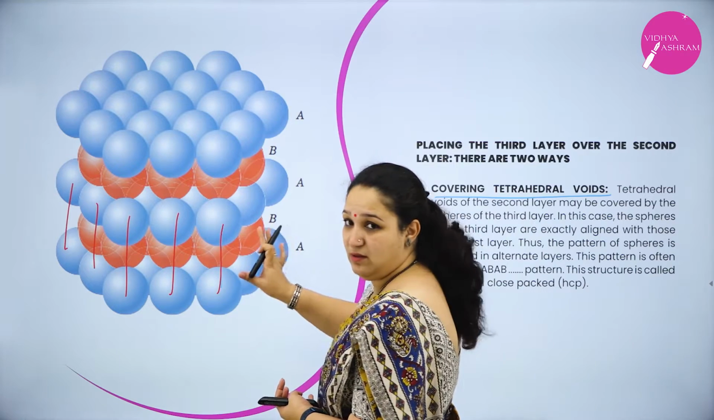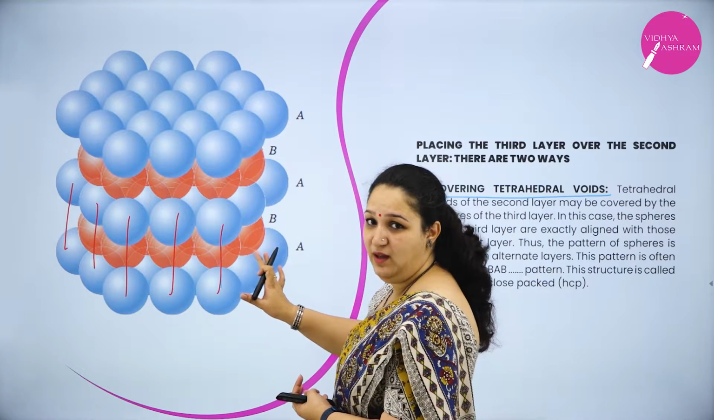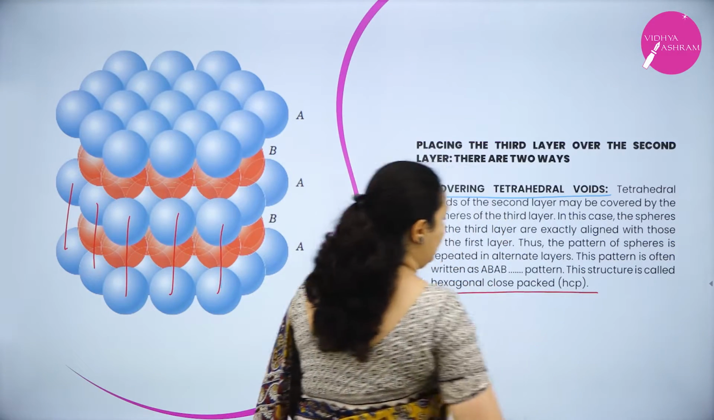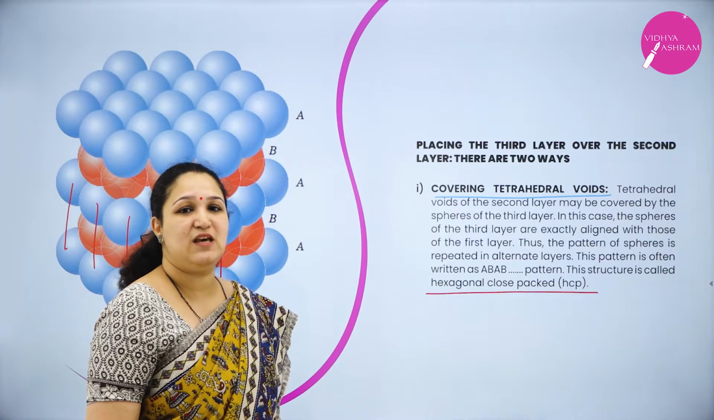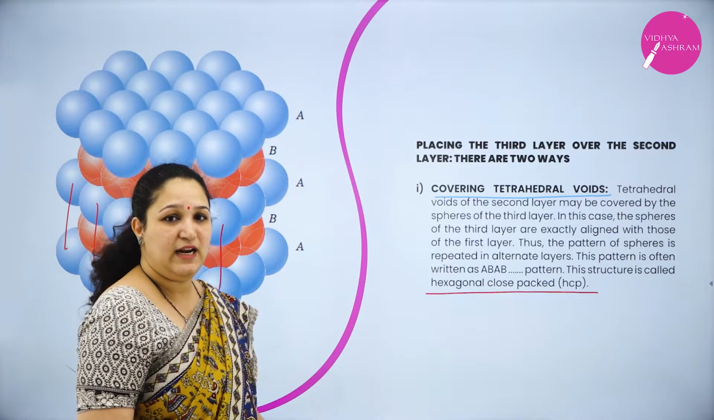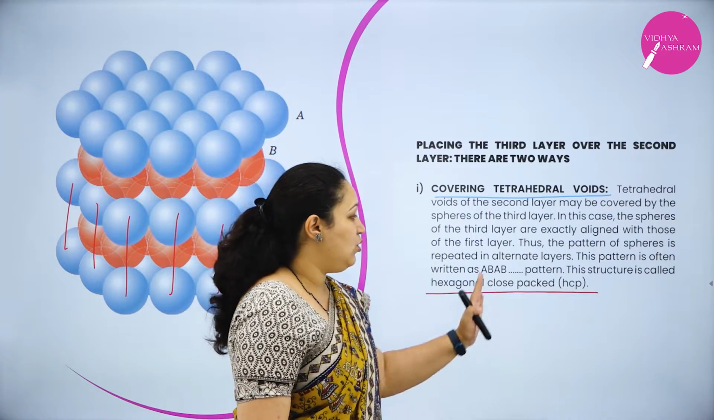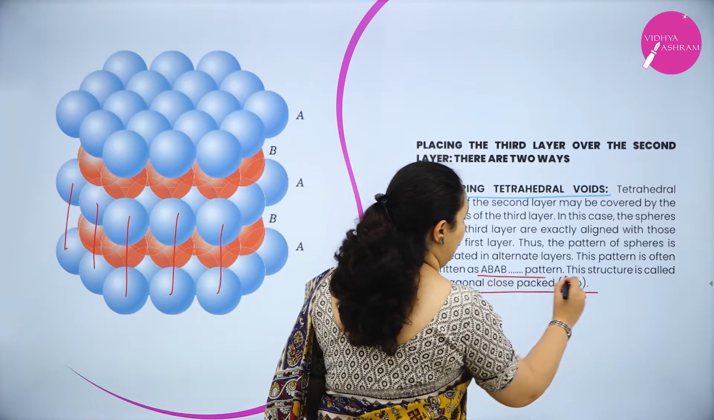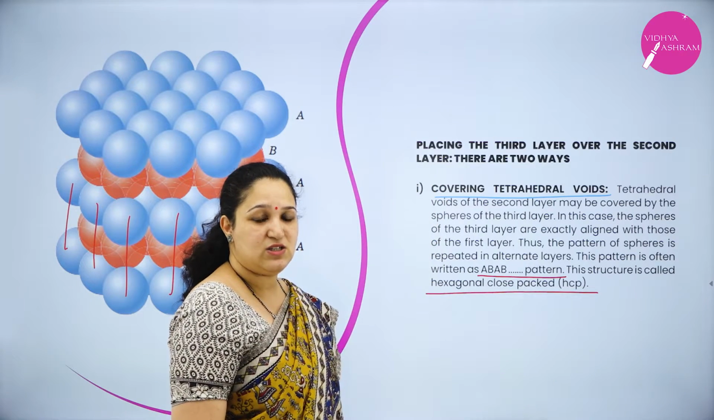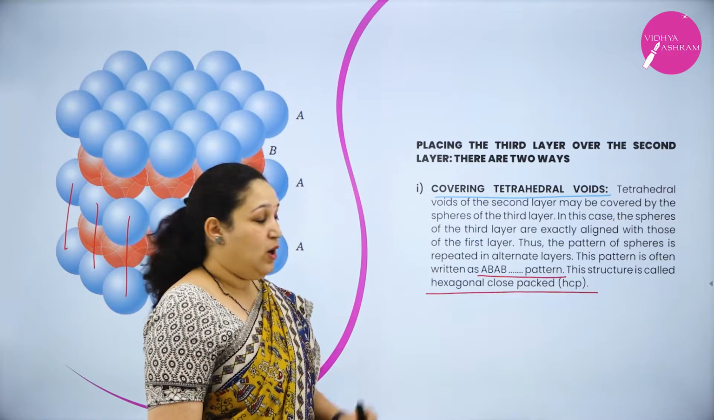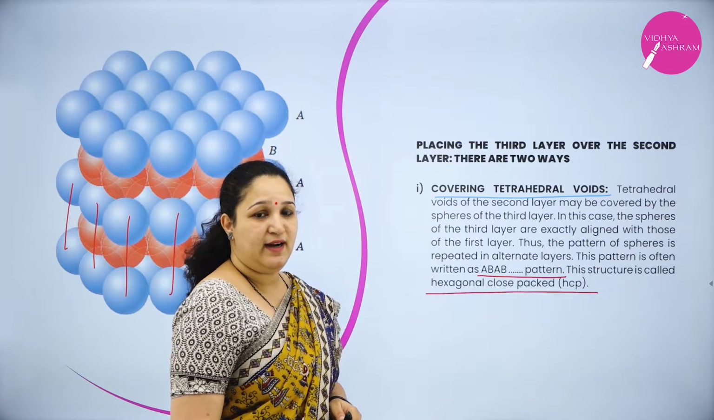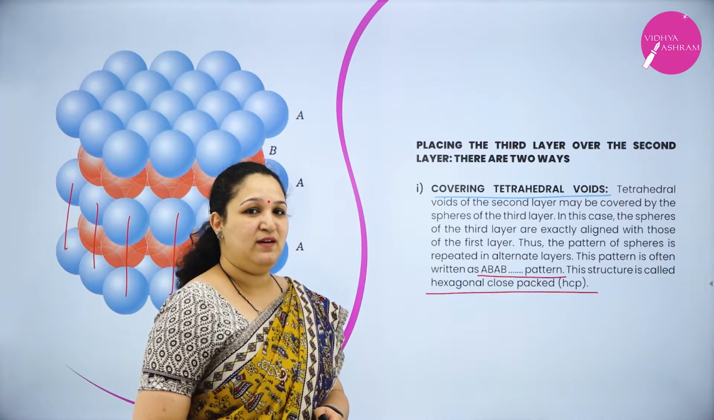Then such arrangement will give rise to hexagonal close packed structure, HCP structure we call them as. What is it? It gives rise to hexagonal close packed structure, and such arrangement pattern is ABAB pattern. You can see it is called as ABAB pattern. When will I get this ABAB pattern? That is when we are covering the tetrahedral voids. To understand this better, we will see in the next slide.